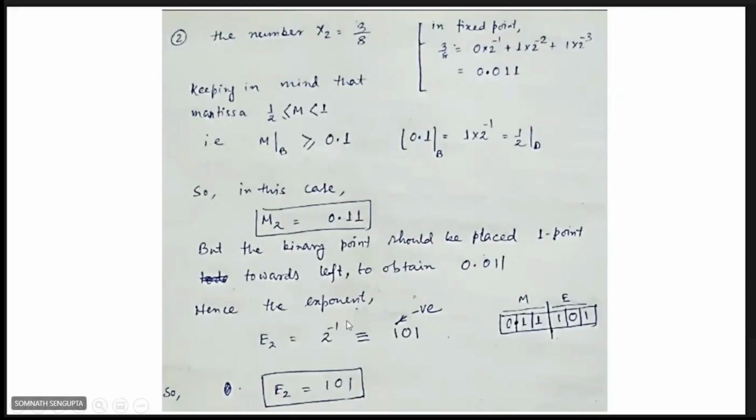Now how do we write this minus 1? It is written this way, 101. The 1 represents negative, and it is sign magnitude, nothing else. Sign magnitude. Okay. So E2 is 101. So your number 3 by 8 in floating point is Mantissa 0.11 and exponent 101. Is it clear?